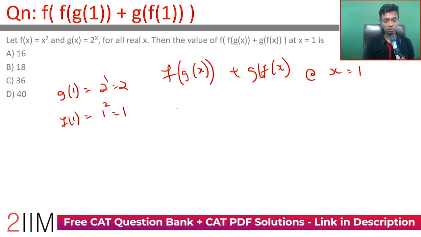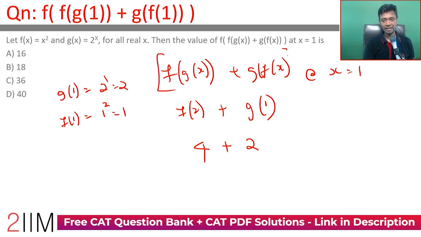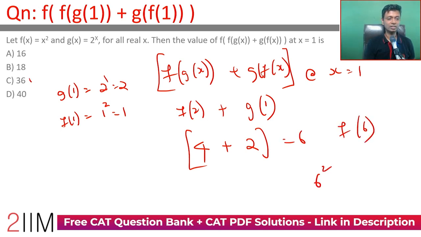This number becomes f of 2 plus g of 1, substituting x equal to 1. G of 1 is 2, f of 1 is 1. Now f of 2 is 2 square, which is 4. G of 1 is 2 power 1, which is 2. So this sum at x equal to 1 is 6. We need to find f of 6. F of 6 is 6 square, 36. Done. Juicy, wonderful, easy question.